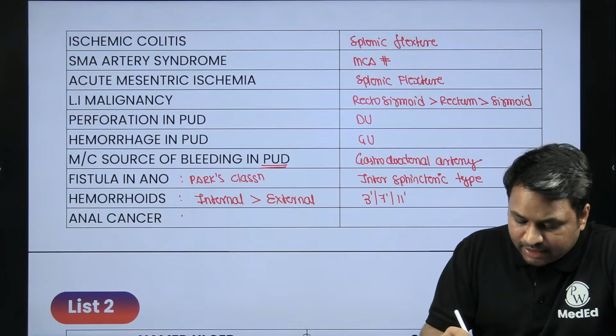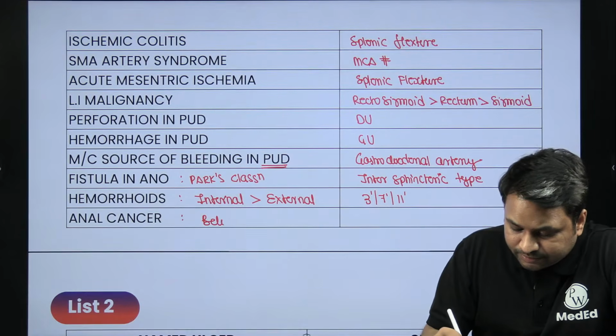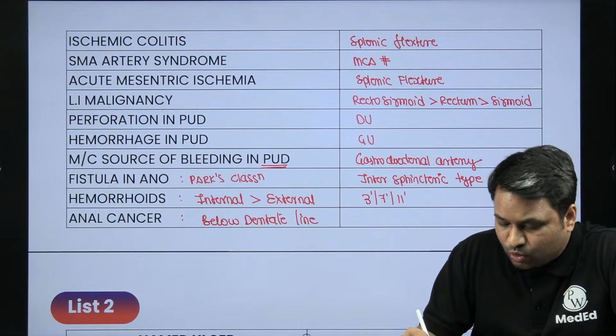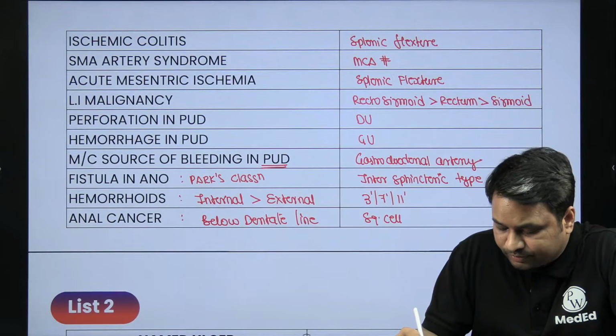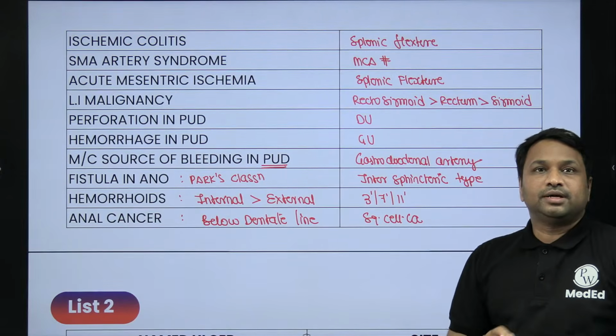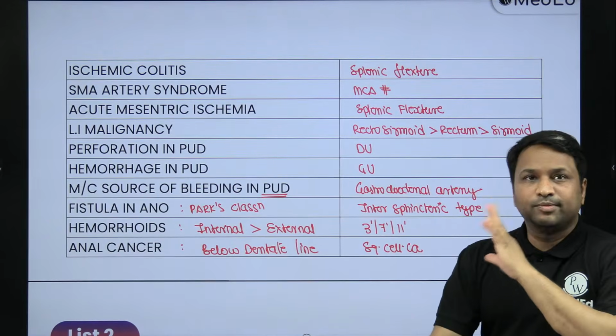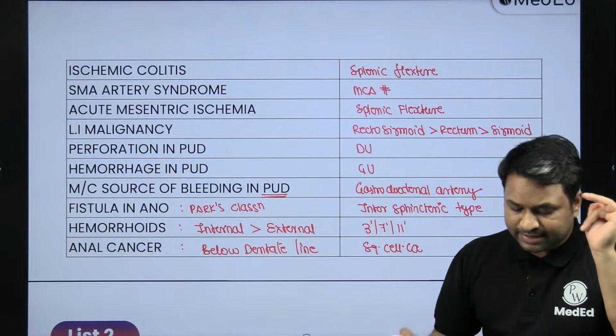For anal cancer, it is below the dentate line, and below the dentate line you will have squamous cell carcinoma. So these are all the important disorders and their most common locations, which are going to be asked in the exam.